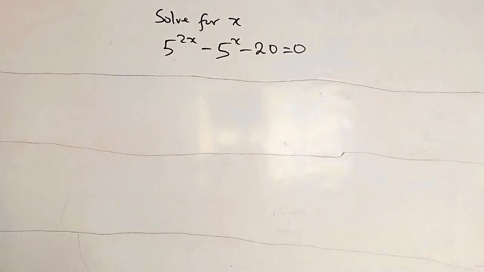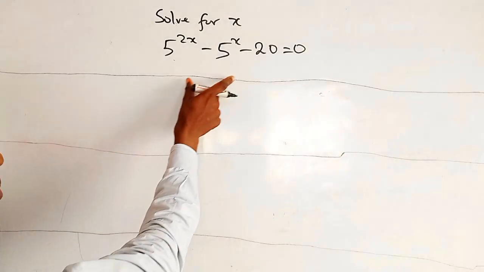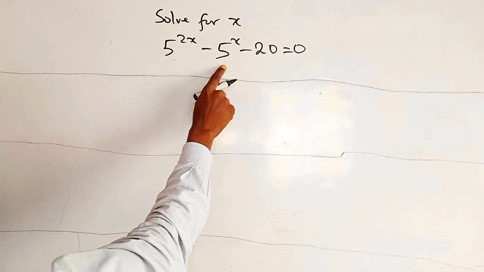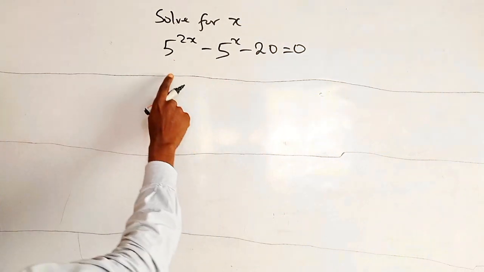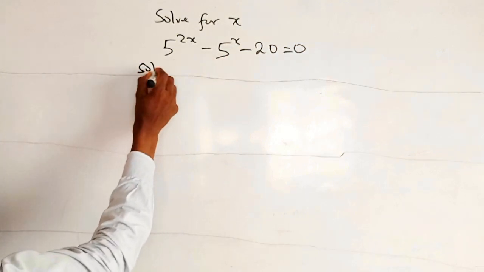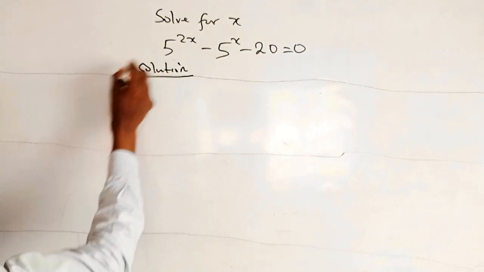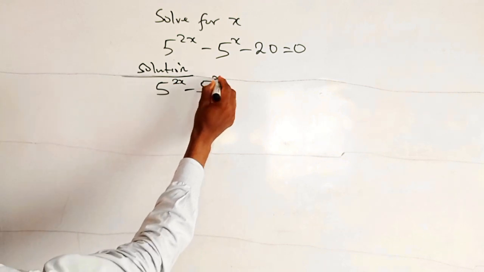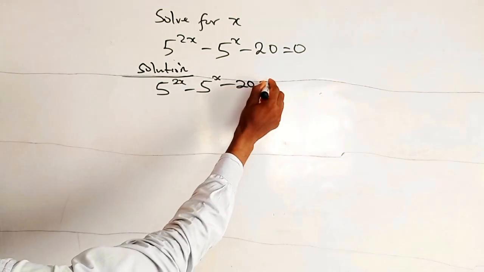The question says we should solve for x in this equation. We have 5^(2x) minus 5^x minus 20 equals 0. How do we find the value of x? So, solution. Here we have 5^(2x) minus 5^x minus 20 equals 0.